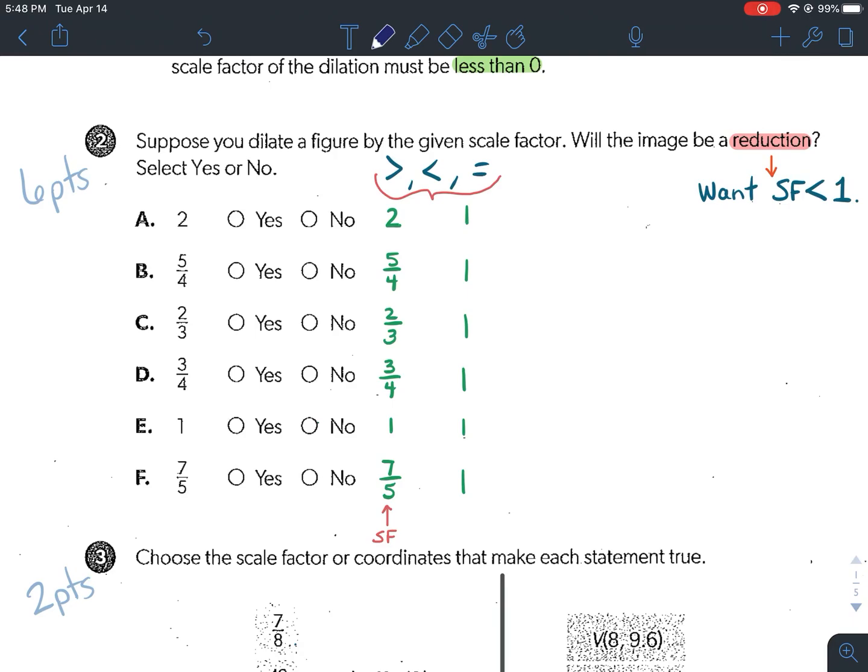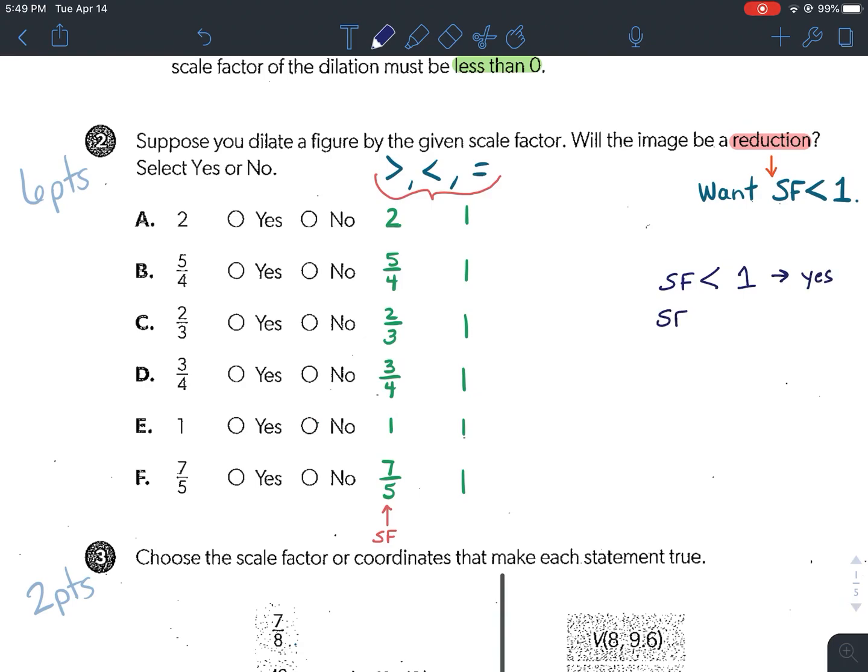be less than 1. Remember, it's always greater than 0, but the scale factor must be less than 1. If it's equal to 1 or greater than 1, then your answer will be no. If your scale factor is less than 1, your answer will be yes.